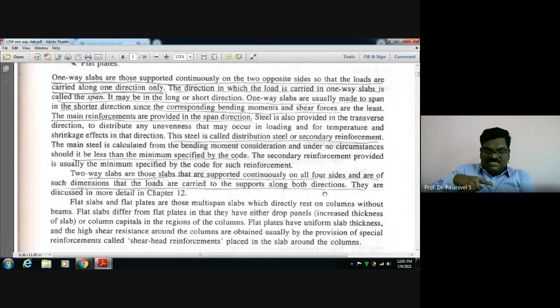That is why the first main reinforcement should be provided along the short span direction, and another main reinforcement should be provided along the long span direction. Both are main reinforcements, along the short span direction and the long span direction in a two-way slab. That's why it's called a two-way slab, because the tendency of bending is predominant in both directions. The short span direction is more predominant, and the long span direction is comparatively less predominant in a two-way slab.